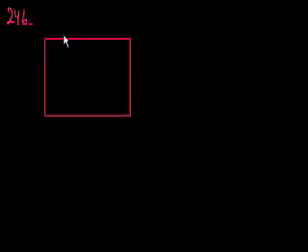Problem 246. Let me do it in magenta. 246. A rectangular circuit board is to have width w inches. Let me draw it. So let's say it has width w inches, perimeter of p inches. Okay, so let me just put that at the side right here. Perimeter of p inches, an area of k square inches. Which of the following equations must be true?